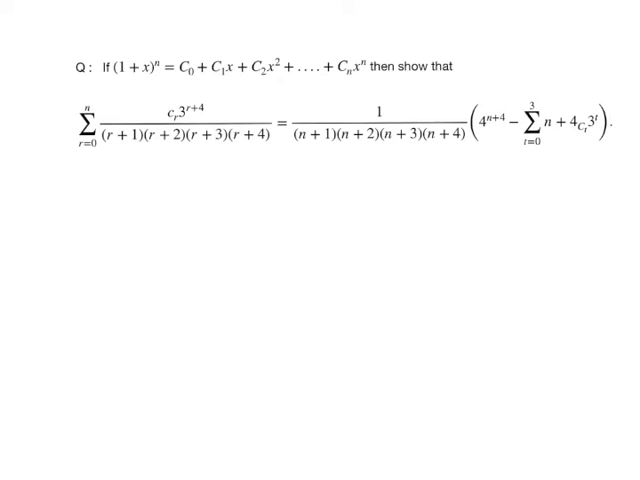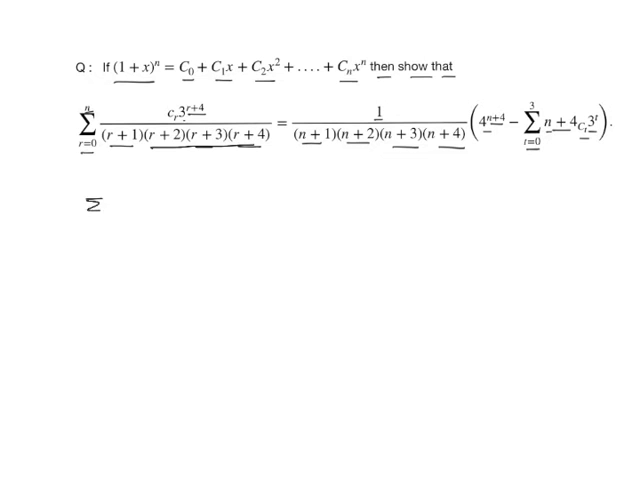Next problem is, if (1 + x)^n = c0 + c1x + c2x² + ... + cn x^n, then show that the sum over r from 0 to n of C(n,r)·3^(r+4) / ((r+1)(r+2)(r+3)(r+4)) equals 1 / ((n+1)(n+2)(n+3)(n+4)) times (4^(n+4) minus the sum over t from 0 to 3 of C(n+4,t)·3^t). Now to solve this one, we will take the left hand side.